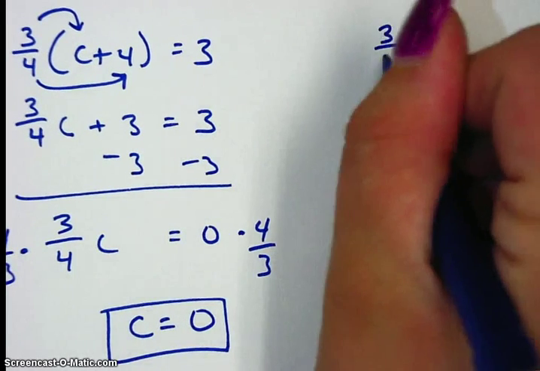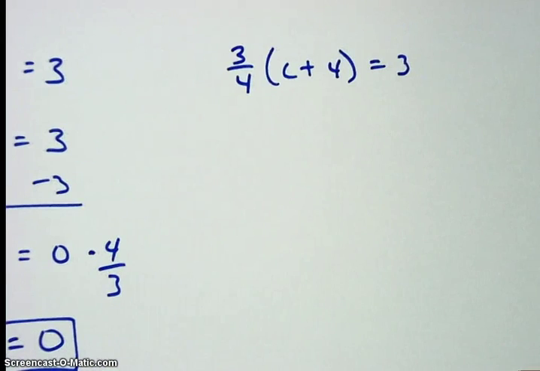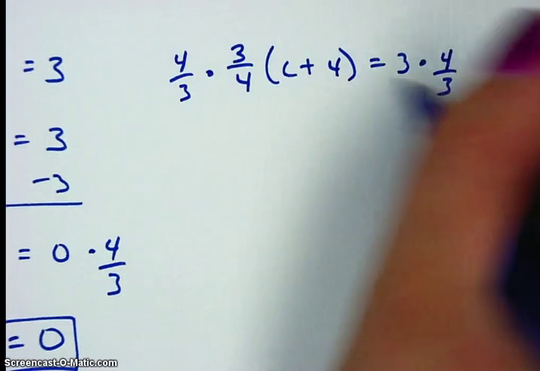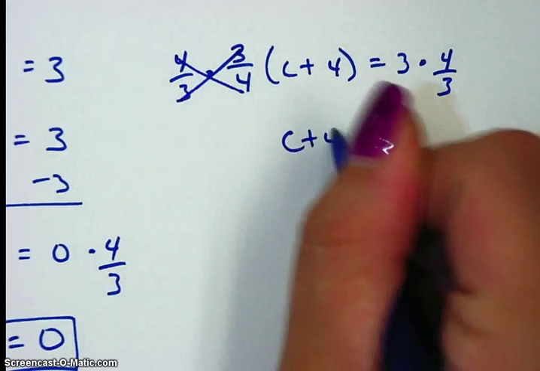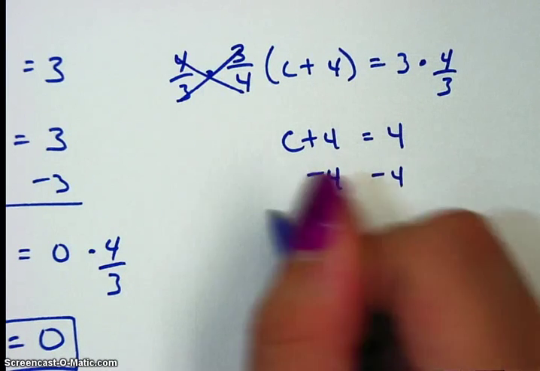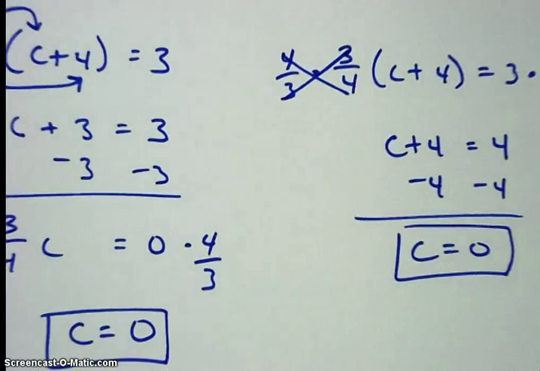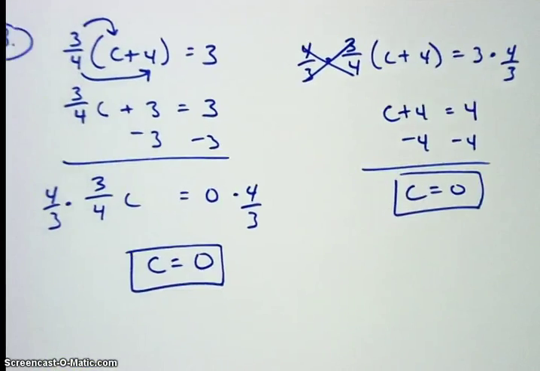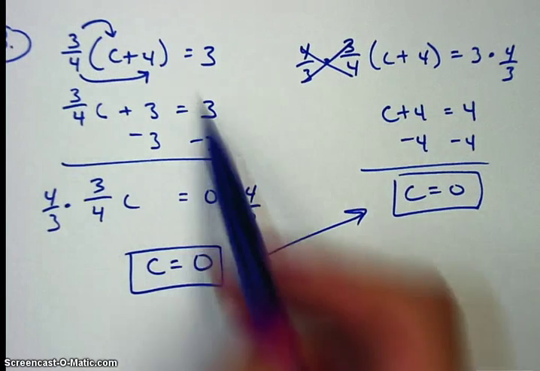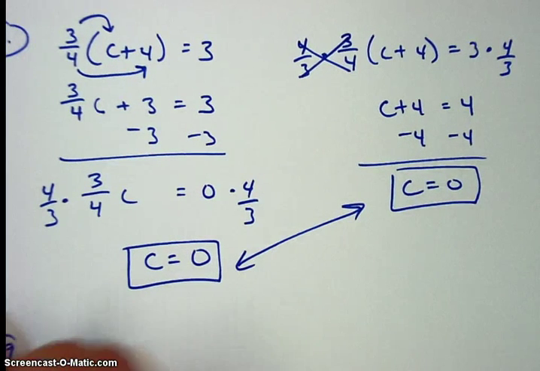The other way to do it is, instead of distributing, if you don't want to deal with that fraction, you can go ahead and multiply both sides by the reciprocal. So C plus 4 equals 4, and then just subtract 4 from both sides. So C equals 0. Notice the second way, if I zoom out, was a little less work, but both ways got me the same answer. Okay, you just need to be a little more careful here with fractions, but either way you can solve the problem. All right, number 9.